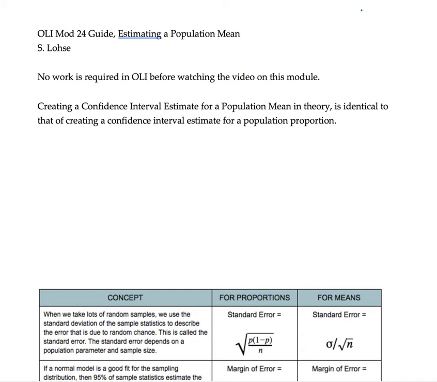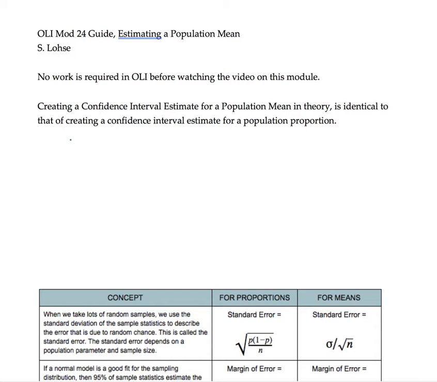This is the start of our mod guides for mod 24. We are going to take a look at really repeating what we've already done with proportions, but now for means. And in this module, we're going to look at estimating a population mean with a confidence interval. So I just wanted to talk about how this works in theory before we look at actually constructing one.